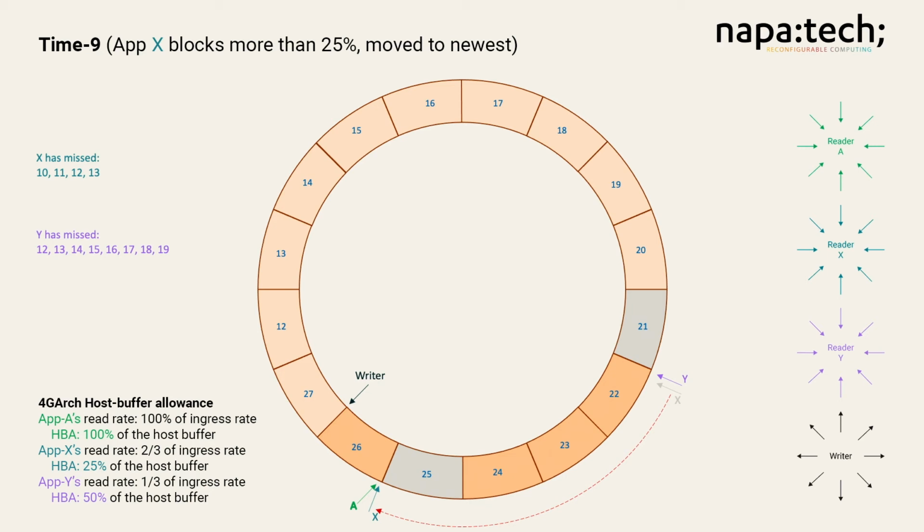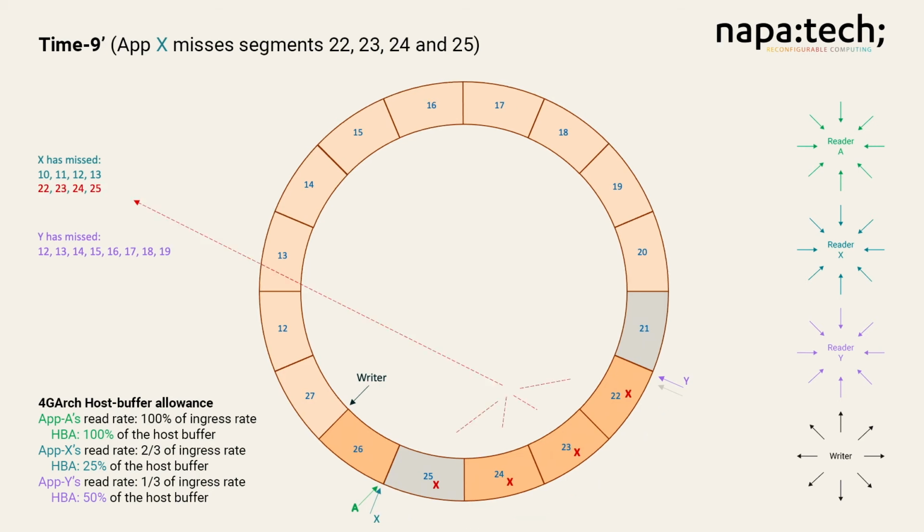Application Y gets segment 22 as it does not yet block the allowed 50%. Hence, at this time, the host buffer allowance function will force application X to drop contents of segments 22, 23, 24 and 25, whereas application A is still not dropping anything. Application Y continues at its slower pace, reading segment number 22.